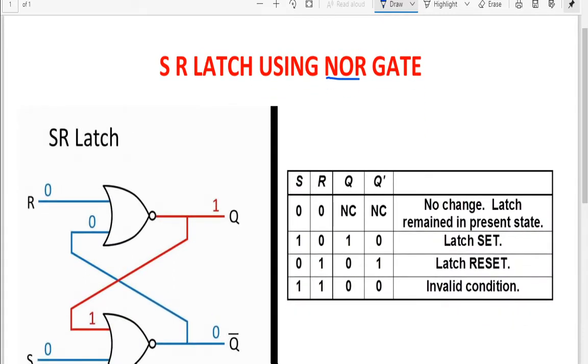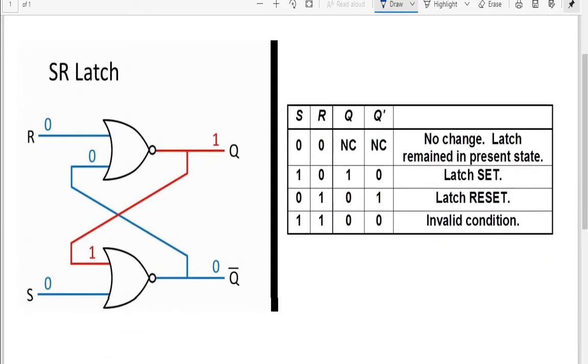So already you know how the SR latch works using the NOR gate, and we had seen the various conditions when we give the input as 0 0, 1 0, 0 1 and 1 1, and how the SR latch behaves accordingly. When it was 0 0, it was no change, that is the latch remains in the present state. When S was 1 and R was 0, the latch is in a set state, and when S is 0, R is 1, we call it a reset state, and when S and R are both 1 1, we have the invalid condition.